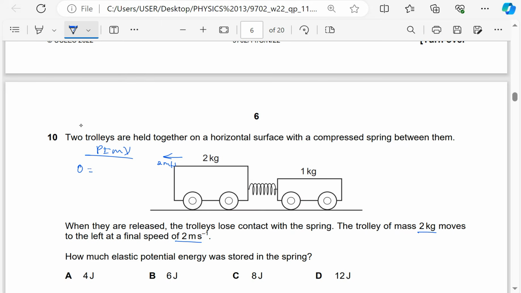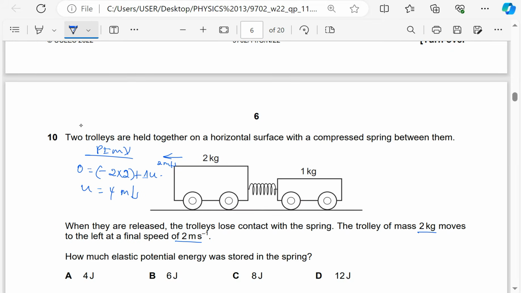So let's say to the left it is negative. So this will be negative 2 times its mass, which is, its speed, which is 2, plus. We don't know where this one moves, so I'll just say plus. Its mass is 1 and let its speed be u. So it means u is going to be 4 meters per second.